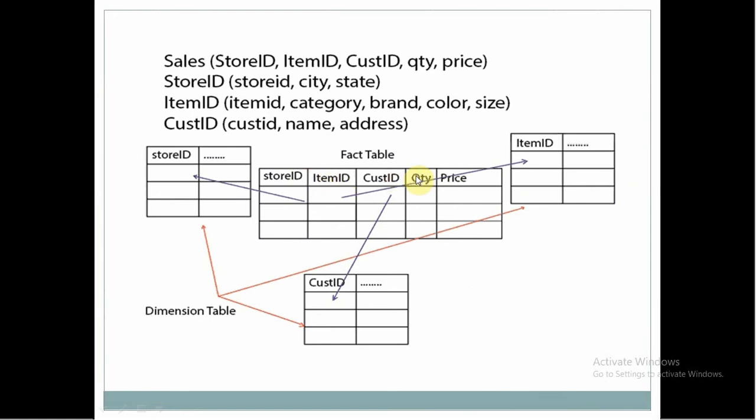This is the fact table and these are the dimensions. Customer ID, item ID, store ID. These are the dimension tables.